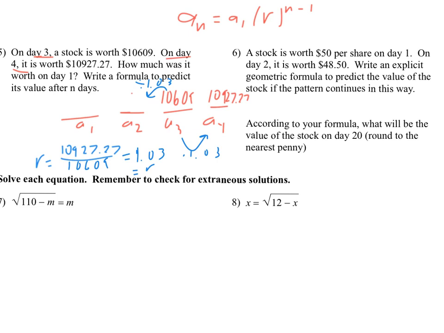So 10609 divided by 1.03, and that's 10300. And if I divide that by 1.03 again, it's going to give me 10,000. So I know my first term is 10,000, so now I can write my formula as a sub n equals 10,000 times 1.03 to the power of n minus 1.